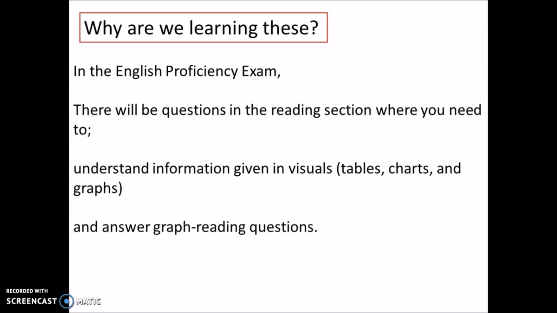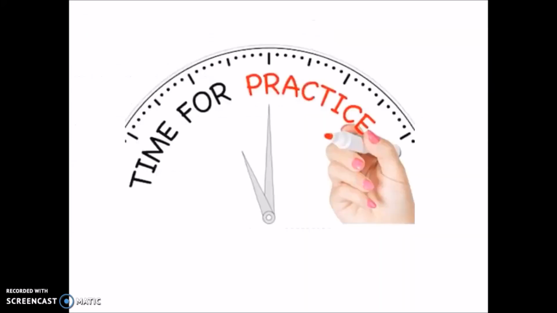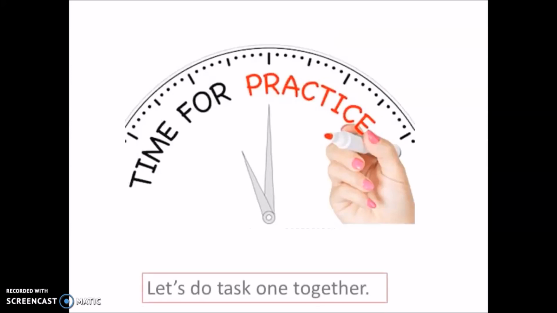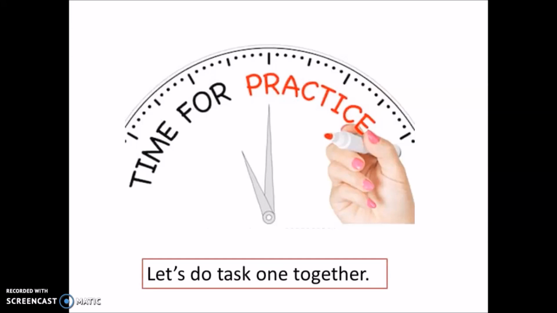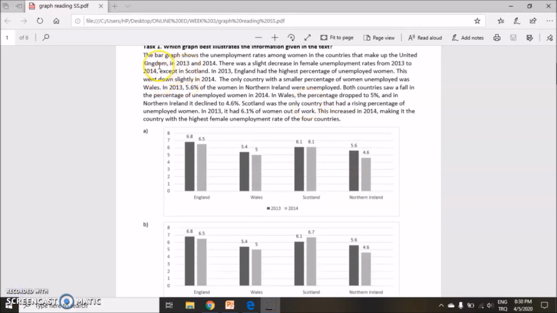Okay, so in your handout, you will see these tasks. Time for practice. Okay, let's do task 1 together. When you see a task like this, you need to read the information and look at the charts one by one. Let's do this quickly. The graph shows unemployment rates among women, United Kingdom, 2013 and 14. So we have all the countries here and we have the years. So both charts are okay for now.